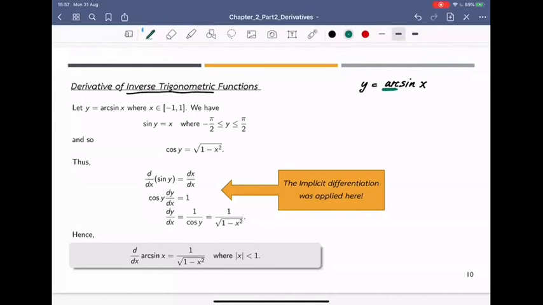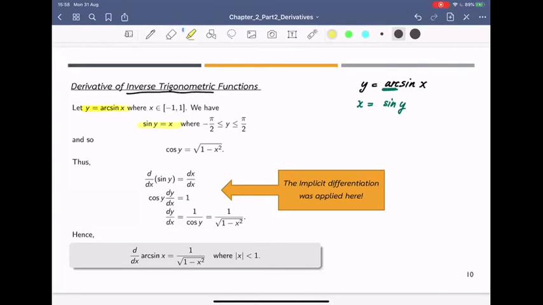When we say y equal to arc sine x, that means x equal to sine y. This is the inverse, right? You swap the notation x and y, and that's how to find the inverse. So if I start from y equal to arc sine x, I have sine y equal to x, right?